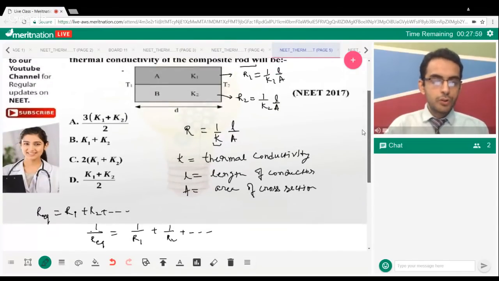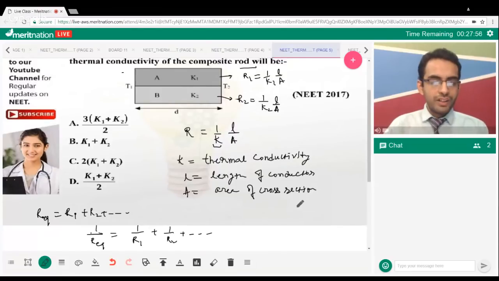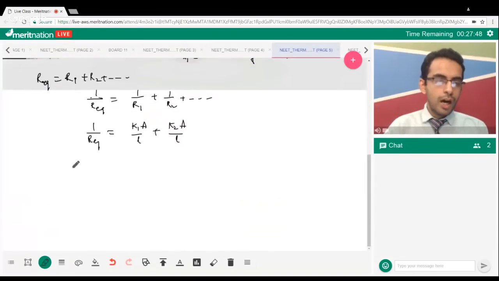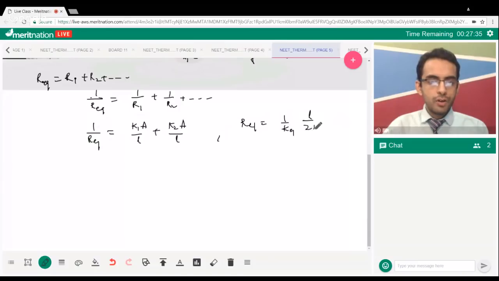Okay. So for two rods, what is the area of cross section? Area of cross section becomes doubled, but the length is same. So R equivalent is equal to 1 by K equivalent into L by 2A. Let's say K equivalent is the equivalent thermal conductivity.